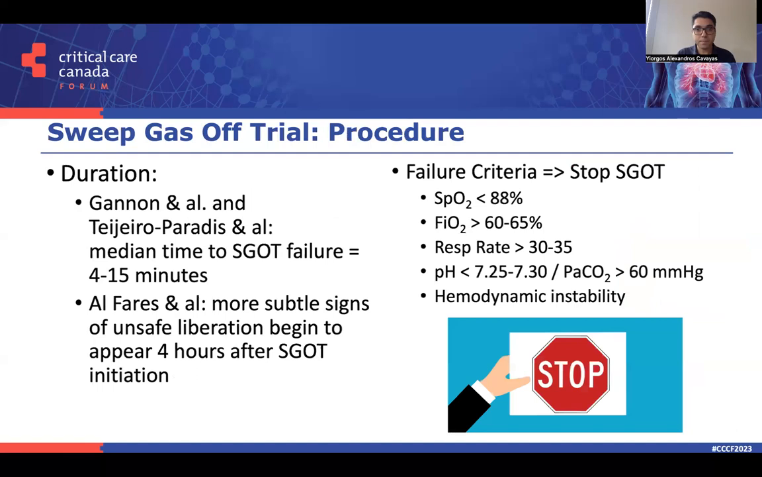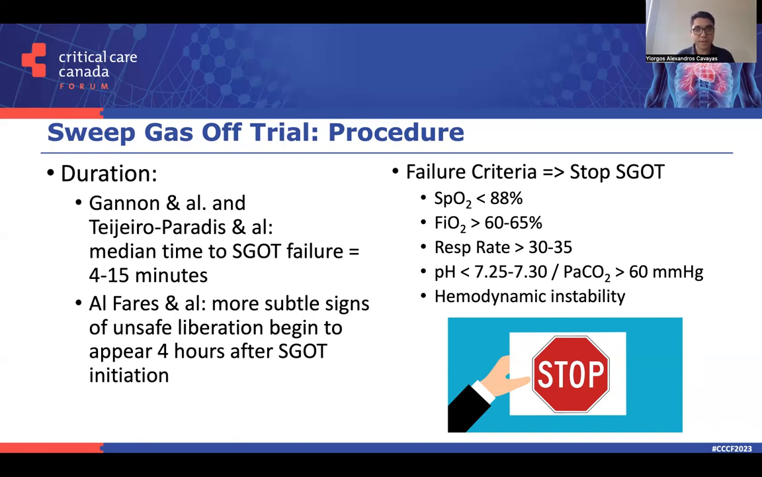The procedure. The duration of the procedure varies across centers. In order to select the optimal procedure length, we can base ourselves on multiple elements. Gannon et al. and Teixeira-Paradis et al. described that the median time to sweep gas flow off trial failure was 4 to 15 minutes. So these failures tend to occur very early on.